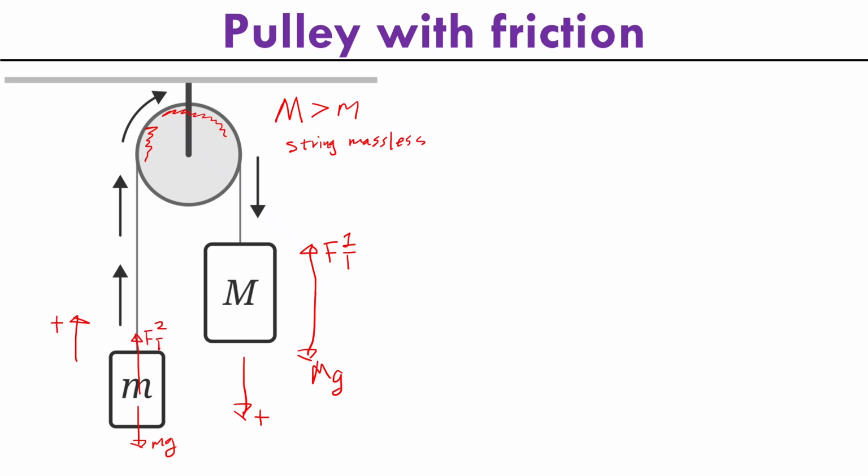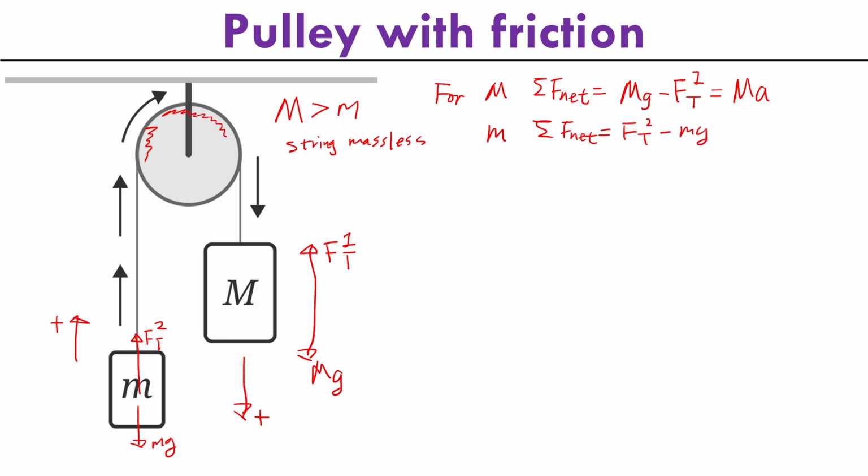Now we can write down Newton's second law for both big M and small m. So for big M, we have the net external force equals big Mg minus Ft1 equals big M times acceleration. And for small m, we have the net external force equals Ft2 minus small mg equals small m times a. We discussed it in the previous video. This acceleration has to be the same, otherwise the string will break.